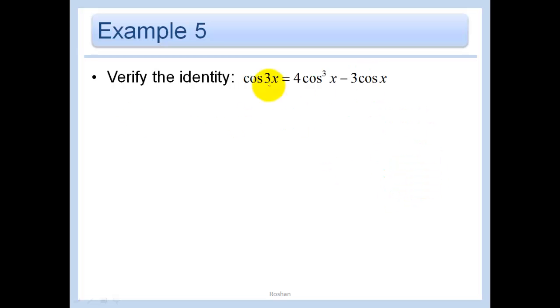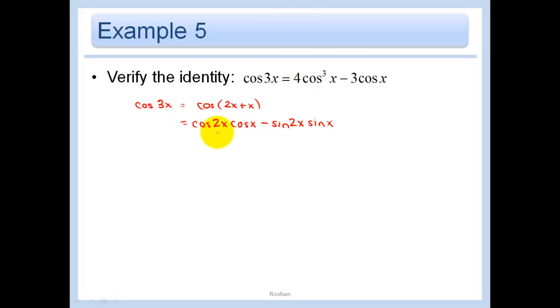Verify the identity. All right, why don't we break apart cosine 3x? Because we see that we could really break that apart. We could break it apart into maybe cosine 2x plus x, and then use the formulas that we've been using in this section, right? So that's going to be cosine minus sine. Now what I'm going to do is I'm going to break this apart even further.